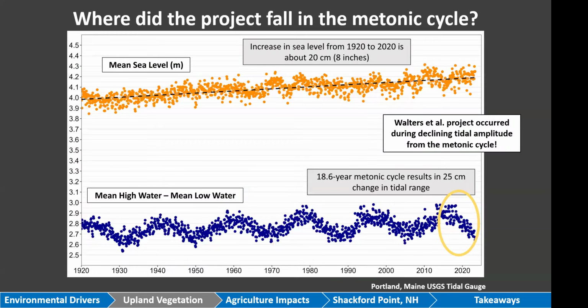Additionally, I want to highlight the nodal cycle again, and that study took place in 2015, right at the peak, shown in the bottom right-hand corner by that yellow circle. And then over the course of that study, that tidal amplitude actually decreased over time. So they might have seen even less flooding over time in that area as that tidal amplitude decreased. But I'm not sure how large that tidal amplitude change would be down in that area.